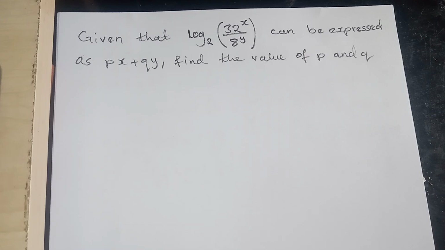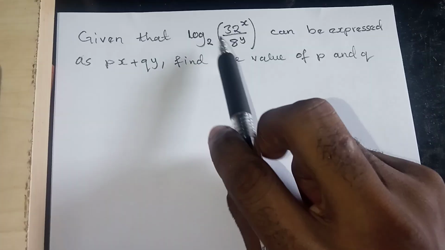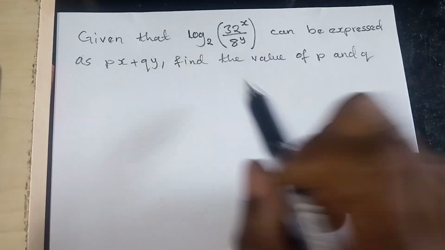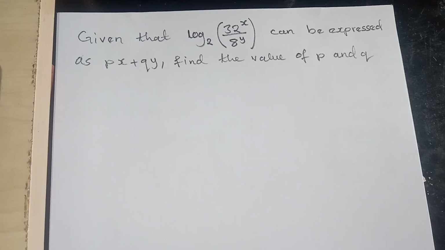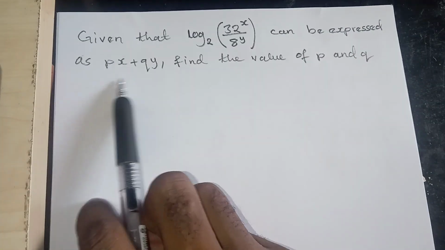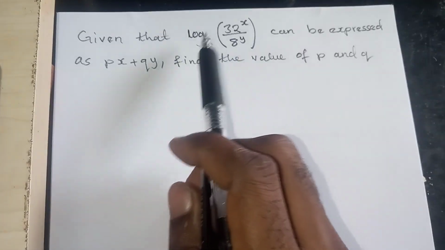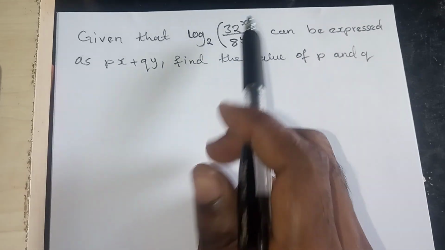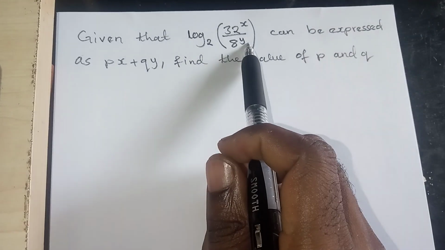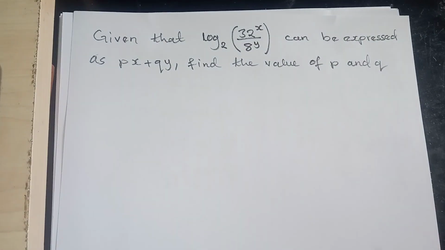Given that log base 2 of 32 to the power x over 8 to the power y can be expressed as px plus qy, find the value of p and q. So to solve this, you can just mess around with the rules of logarithms until you express your log base 2 of 32 to the power x over 8 to the power y in this form.